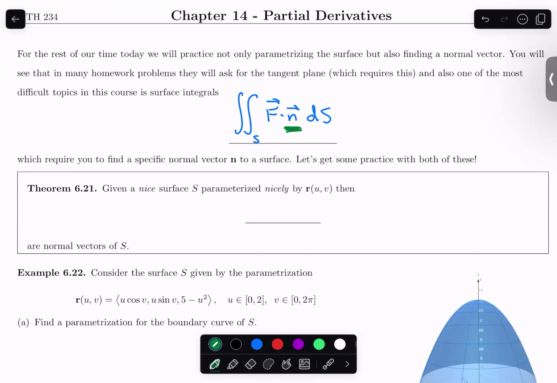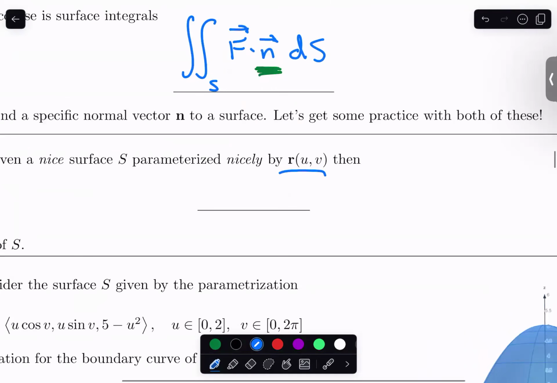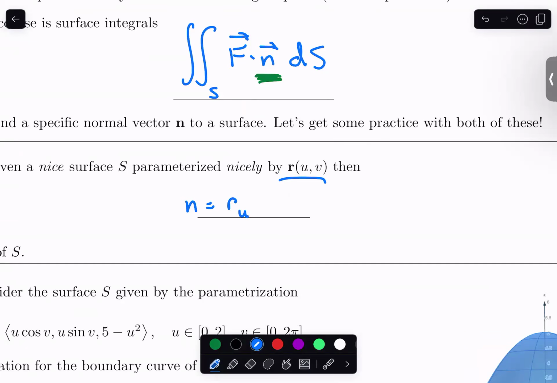So we're going to be very interested in finding normal vectors to surfaces, and that's what I'd like to move into and get some practice now. If we have a nice parametrized surface, you can parameterize it with U's and V's or S's and T's or whatever you'd like to. Then a nice normal vector is given by getting a tangent vector in the U direction and a tangent vector in the V direction, and taking their cross product. You're going to get a normal vector.